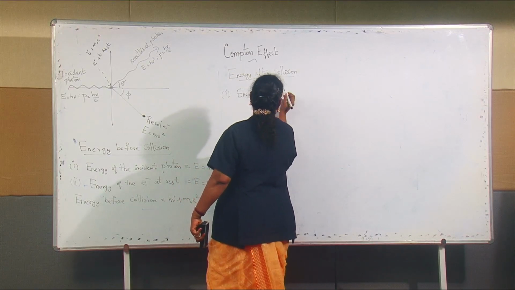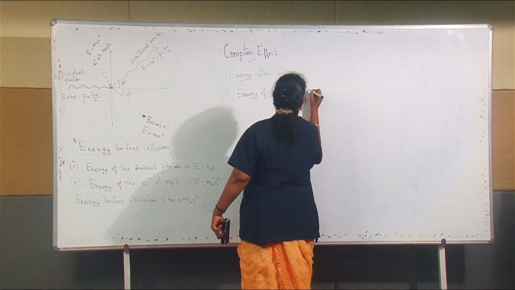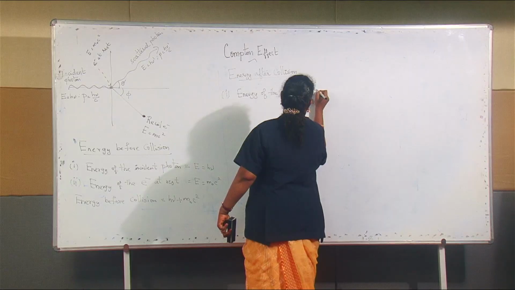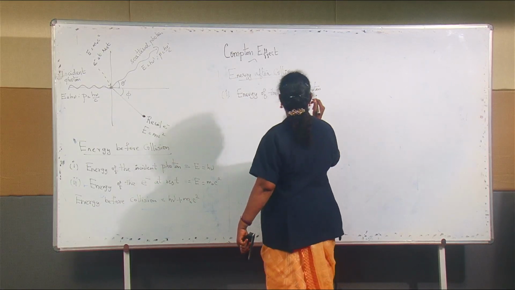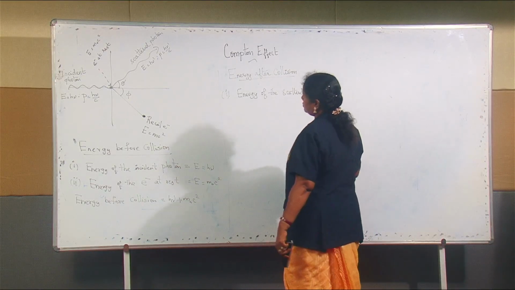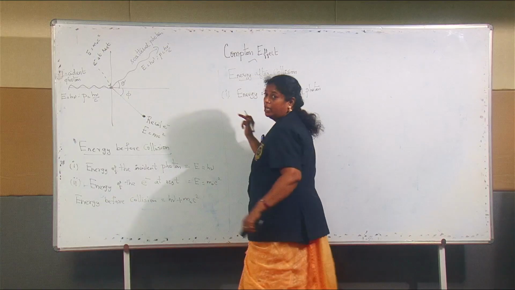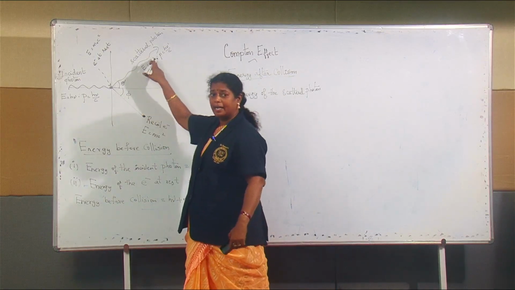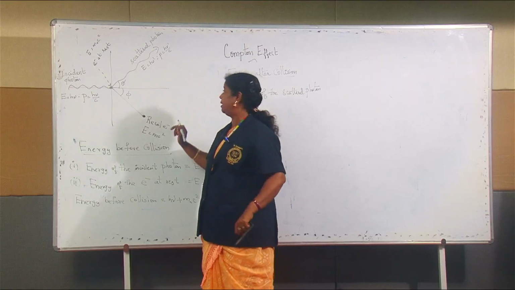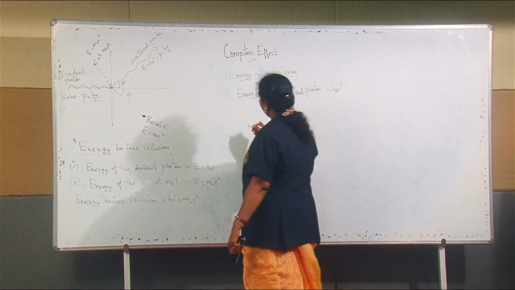Energy of the scattered photon. What's the equation? It is E is equal to h nu dash. We know the frequency decreases, so the energy also decreases. Therefore, it is h nu dash.